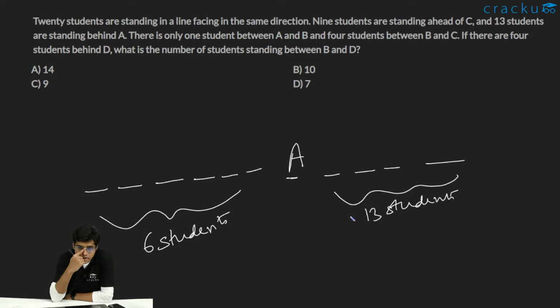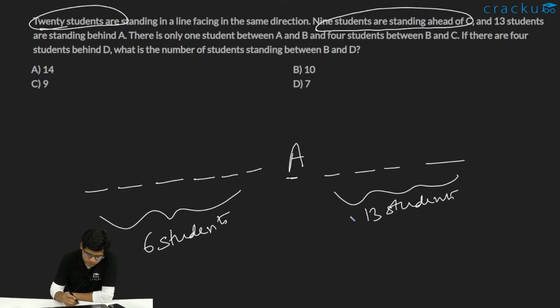13 students are behind A. A is one more student, so total 14 students. Total students we are having is 20. So there has to be 6 students, because 6 plus 14 is 20. So there has to be 6 students in front of A. And it is given 9 students are standing ahead of C, which means here is 6, 7, 8, 9. Sorry, my mistake. Which means C is somewhere over here.